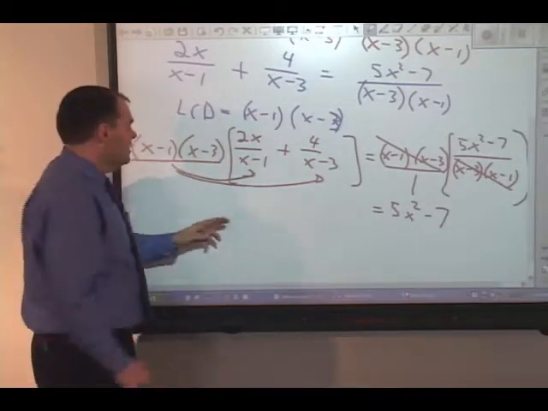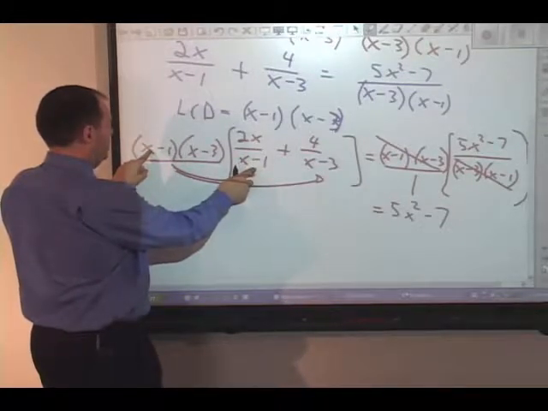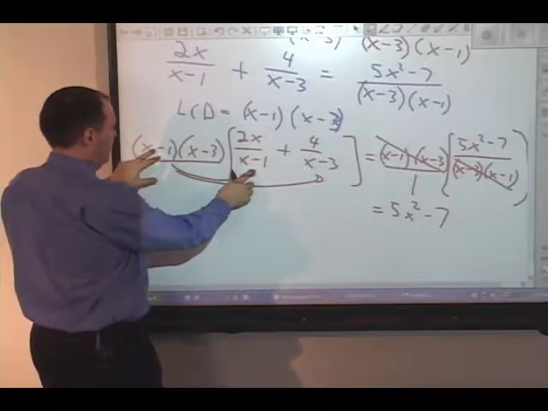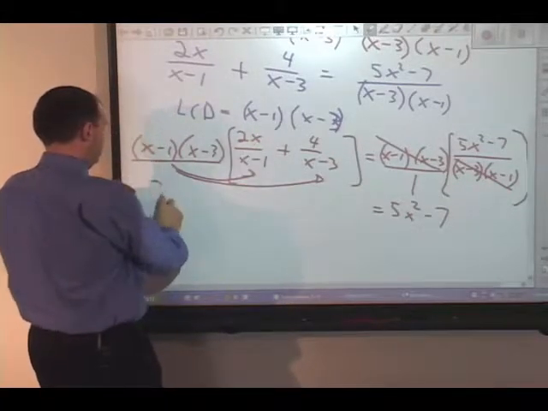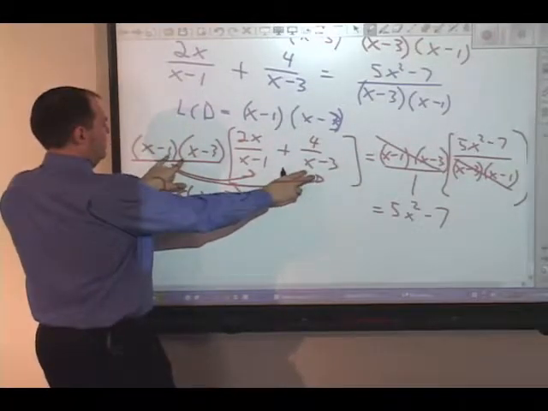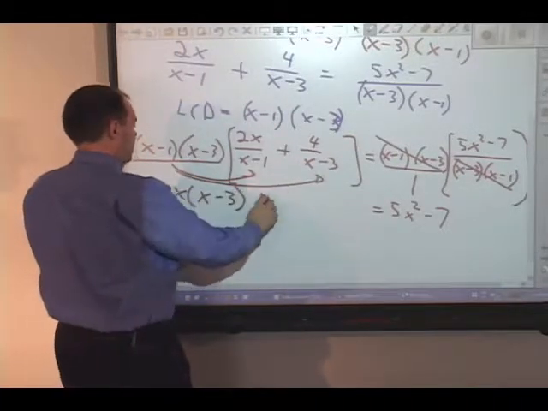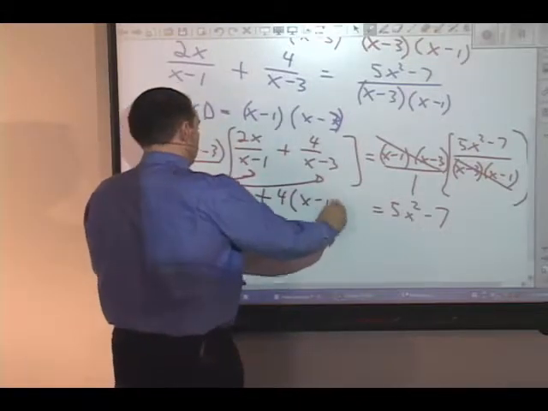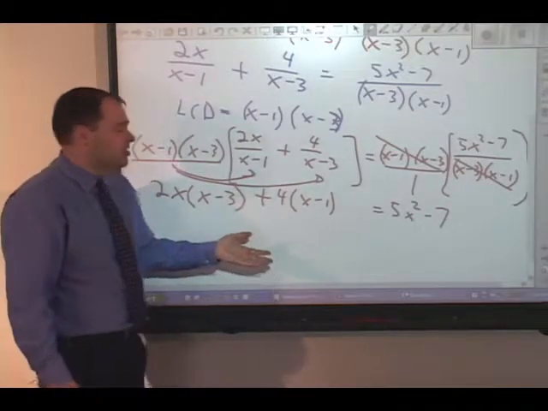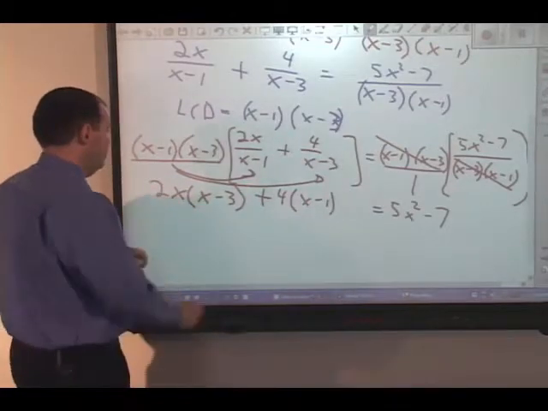On the left, this multiplied by the first term means that the x minus 1s are going to cancel out, since this expression is over 1. So this fraction times this fraction, the x minus 1s are going to cancel out, and we're going to be left with 2x multiplied by x minus 3. And then we take our common denominator and multiply to the second term. This time the x minus 3s are going to cancel out, and we're left with 4 times x minus 1. We're now down to a polynomial equation, no fractions. So we will go through and begin to solve this equation.